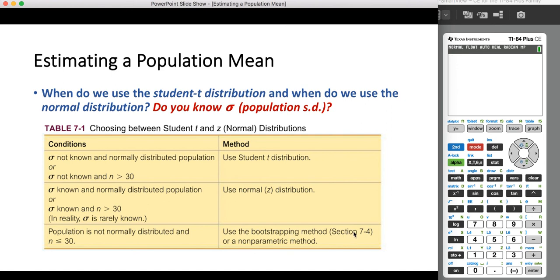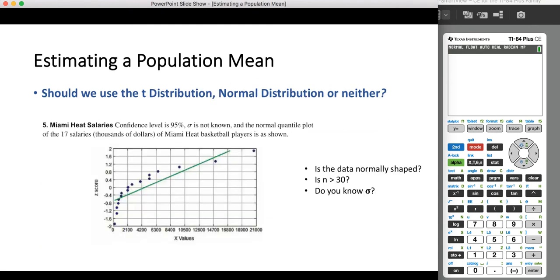Now, if the population is not normally distributed and n is less than 30, there's another method called bootstrapping that's covered in another section in your book, which we are not going to be covering in this course. All right, so let's look at some examples.